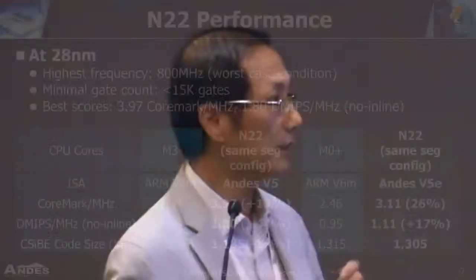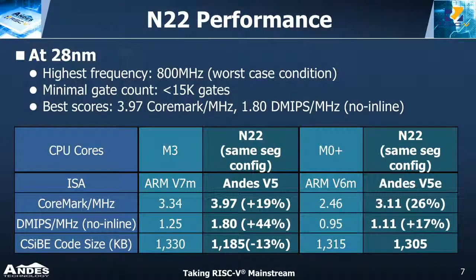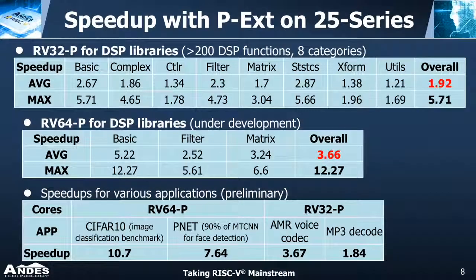For code size for M0 Plus, it's about the same, but if running a CSIB code size, it's 13% less. Now I'm going to switch a subject to DSP feature. Andes is the chair of RISC-V P extension, which is the SIMD DSP task group. We are the first to integrate such a P extension to a RISC-V core.